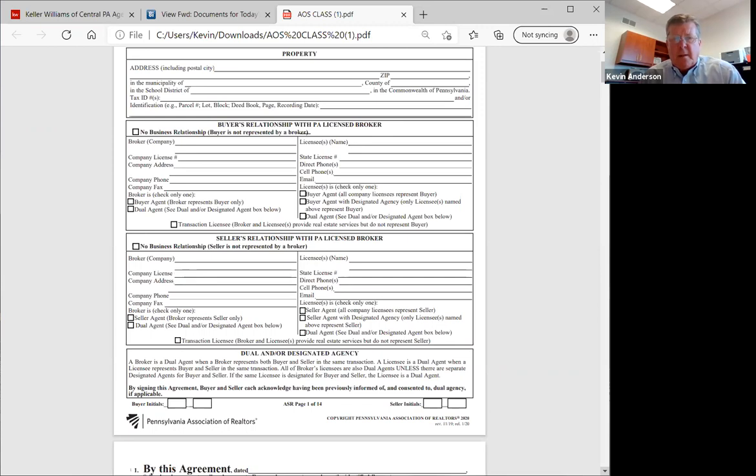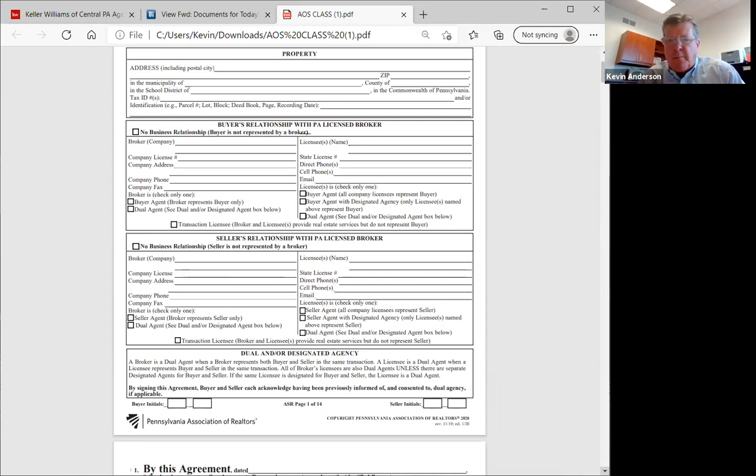But just to read this, a broker is a dual agent when a broker represents both the buyer and the seller in the same transaction. A licensee is a dual agent when a licensee represents buyer and seller in the same transaction. All brokers and licensees are also dual agents, unless there are separate designated agents for buyer and seller, which we practice. If the same licensee is designated for the buyer and seller, then that licensee is a dual agent.